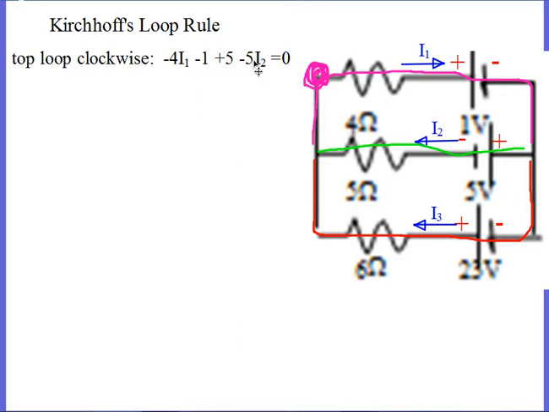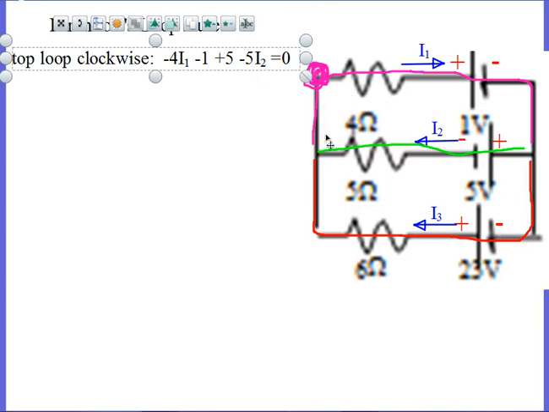I will start by going around the top loop, this pink and green loop, and I'm going to go around it clockwise. And the first thing that happens is I go through this 4 ohm resistor with the current, which is a voltage drop. It's like going through the rapids in a river. With the current, you drop as you go through the rapids.